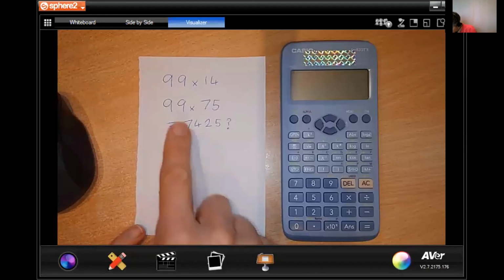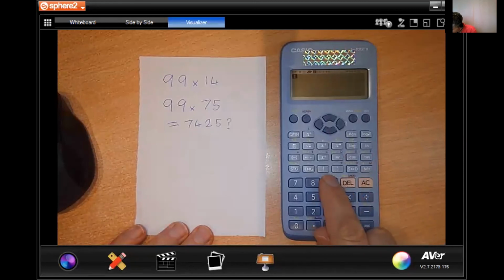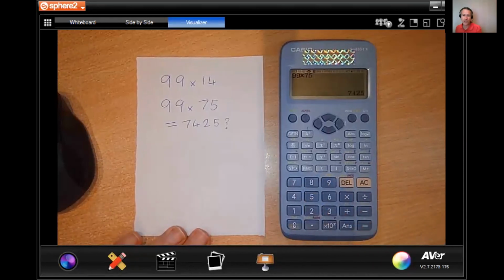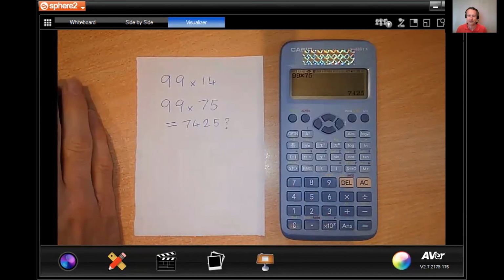So I've got my calculator ready. Let's have a look. We think 99 times by 75. Did it work? Of course it worked. It's maths. It's bound to work.